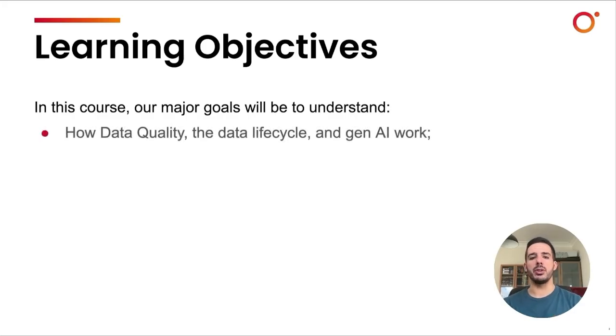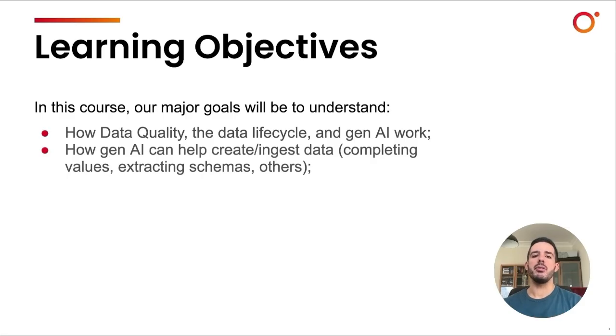One of these goals is to understand how data quality, the data lifecycle, and generative AI work. That is a quick recap of the fundamentals before we dive deeper onto more complex operations, or how generative AI can help at the data creation or data ingestion stage. That is when you are receiving data in real time or creating them. What can Gen AI do? Well, we can complete values, we can extract schemas, we can annotate data, and a lot more.